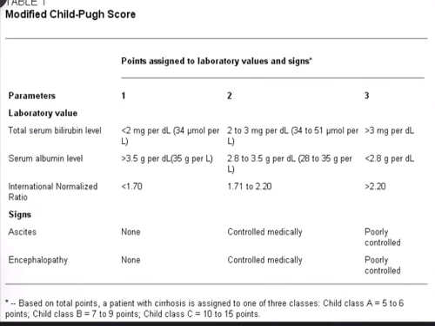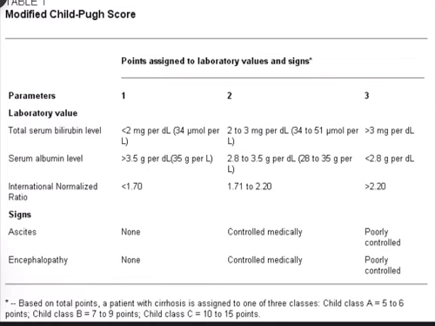So number one score, your serum bilirubin is less than 2 milligram per deciliter or less than 34 micromole per liter. Then your serum albumin is less than 3.5 grams per deciliter, and the ratio is less than 1.7. If it is greater than that, it will proceed to number 2. And there is no sign of ascites and encephalopathy in your 1.